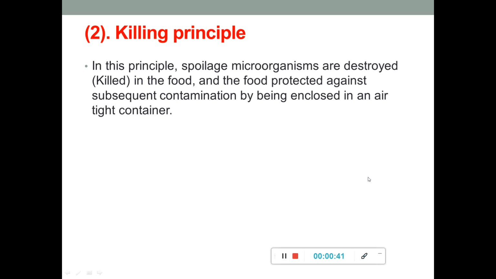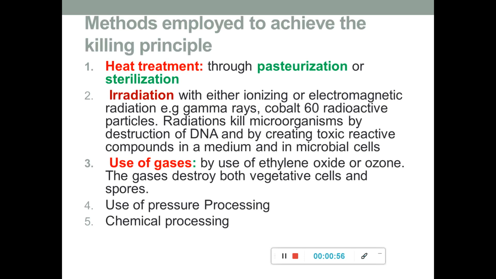So the spoilage microorganisms are expected to be destroyed or killed in the food, and thereby the food will be protected against subsequent contamination by being enclosed in an airtight container. So let's go into the details of that. Killing of the microbes can be achieved by different methods. One is by the heat treatment.